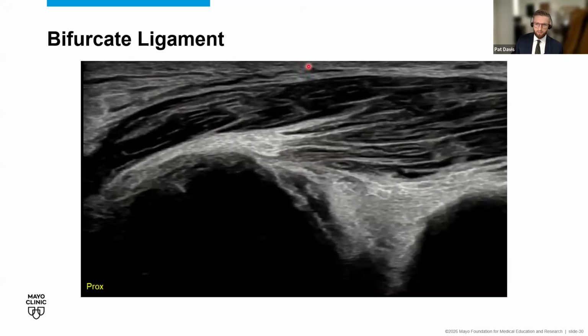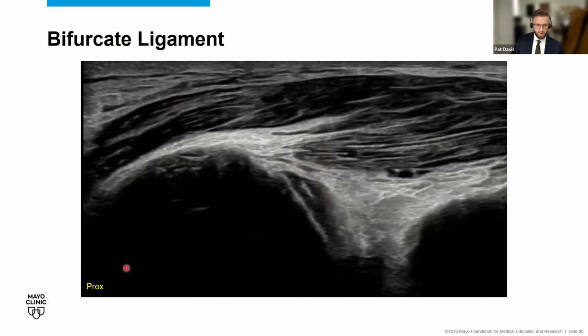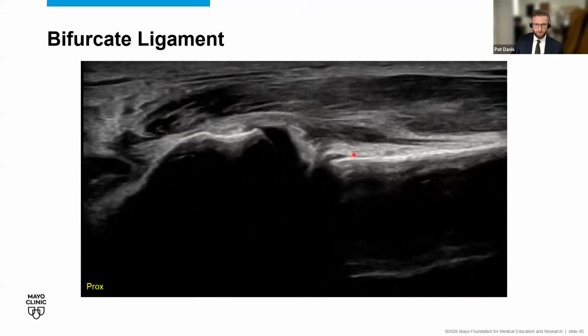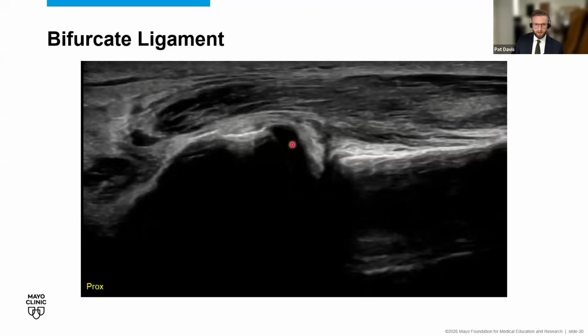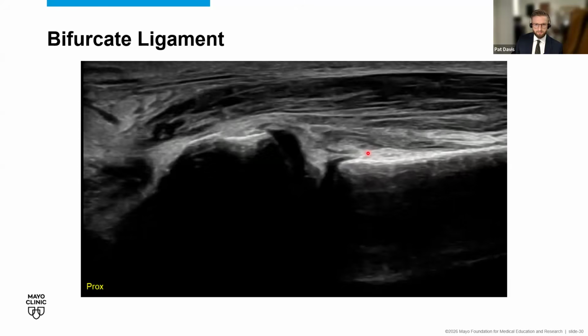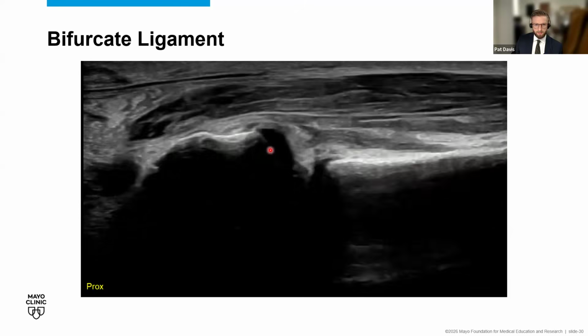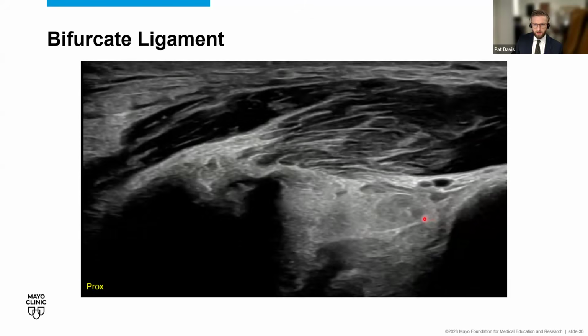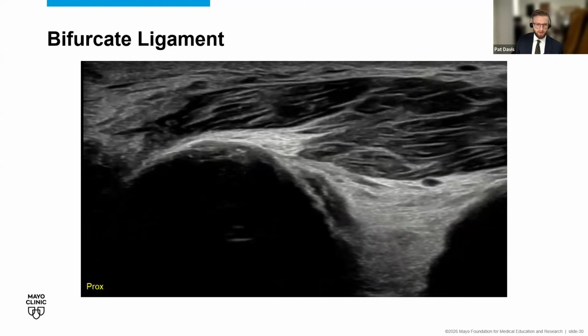Next, we take care to evaluate the bifurcate ligament itself. So it originates off of the anterior process of the calcaneus and has two bands, a more lateral calcaneocuboid band and then a more medial calcaneonavicular band. They function as a key stabilizer of the midtarsal joint. And the appearance here in this image, first you'll see the calcaneocuboid band, which does appear somewhat hypoechoic and thickened, before we switch to the calcaneonavicular band, which is normal in appearance.